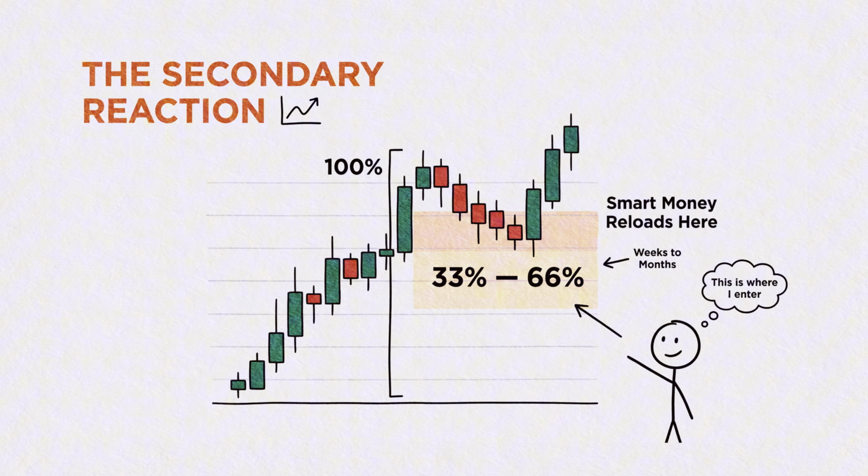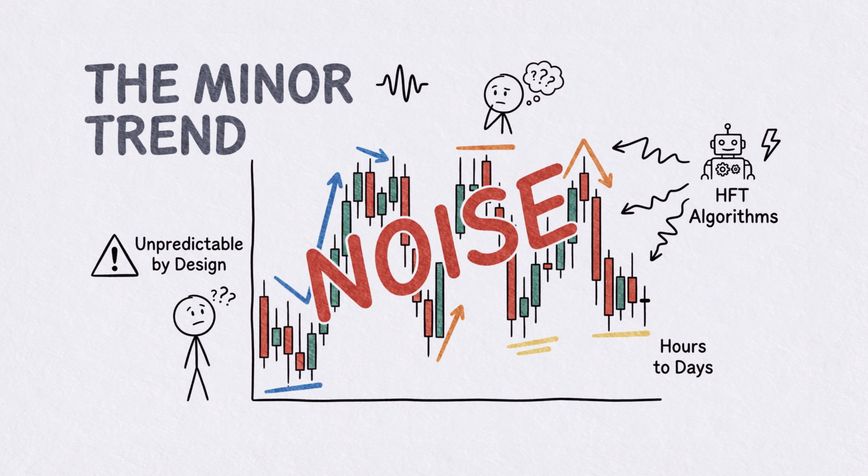The secondary reaction, the wave, weeks to months. This is the counter-trend pullback within the primary trend. It typically retraces 33 to 66% of the previous impulse. And this, remember this, is where smart money reloads their positions. And the minor trend, the ripple, hours to days. Dow was very clear about this over a century ago. Minor trends are noise. And in today's markets, that noise is amplified 10 times over by high-frequency trading algorithms.